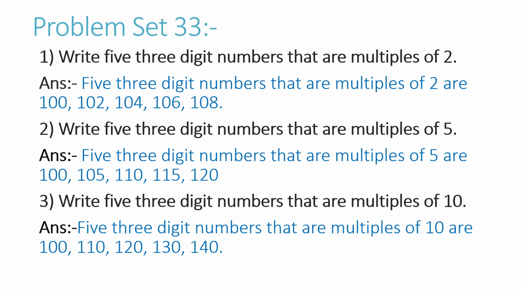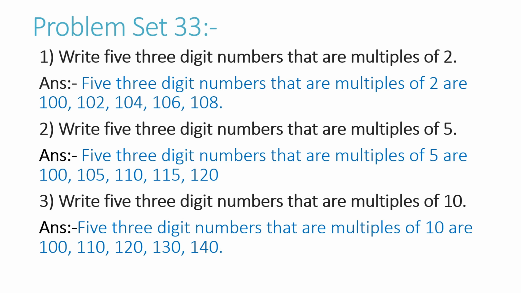Okay. Now next sum, write 5 3-digit numbers that are multiples of 5. Now according to the test for divisibility by 5, 0 and 5 should be there in the units place. Then only the numbers are multiples of 5. Now here I took 100, 105, 110, 115 and 120. So here 100, see 0 is there in the units place.